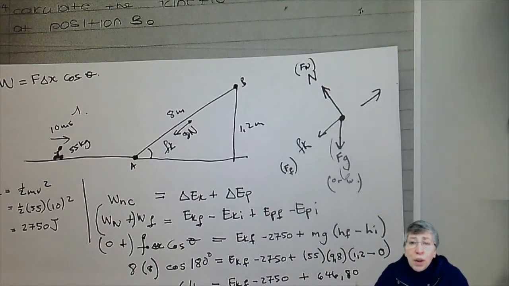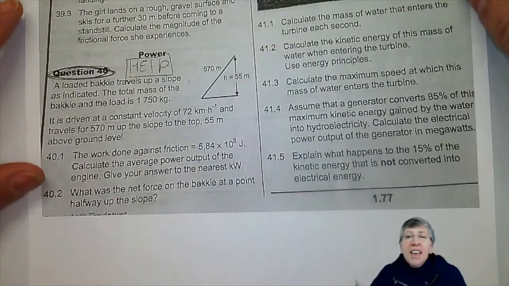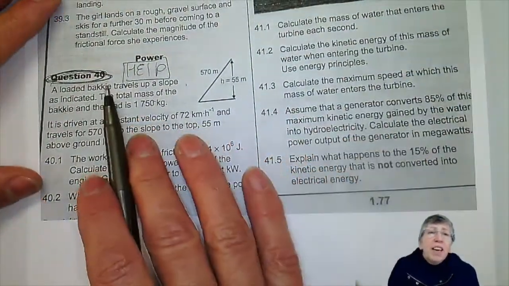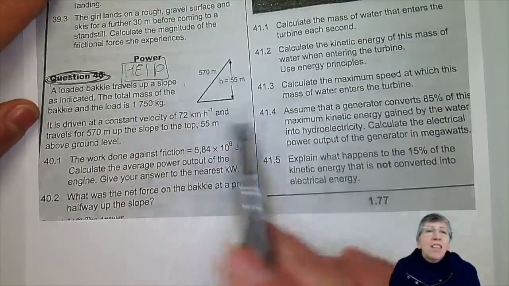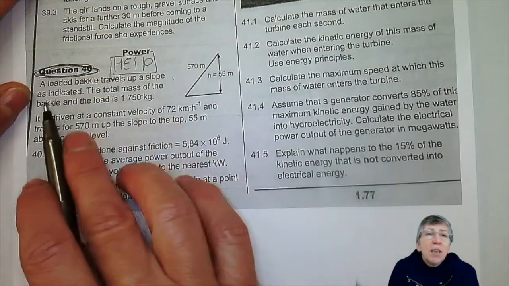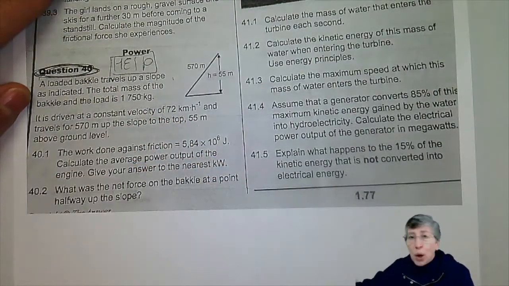Now we're moving on. The next question we're going to look at is question 40 over here. I think someone needs our help. Now let's talk about this. A loaded bucket travels up a slope as indicated. Now let's do our own drawing, right?